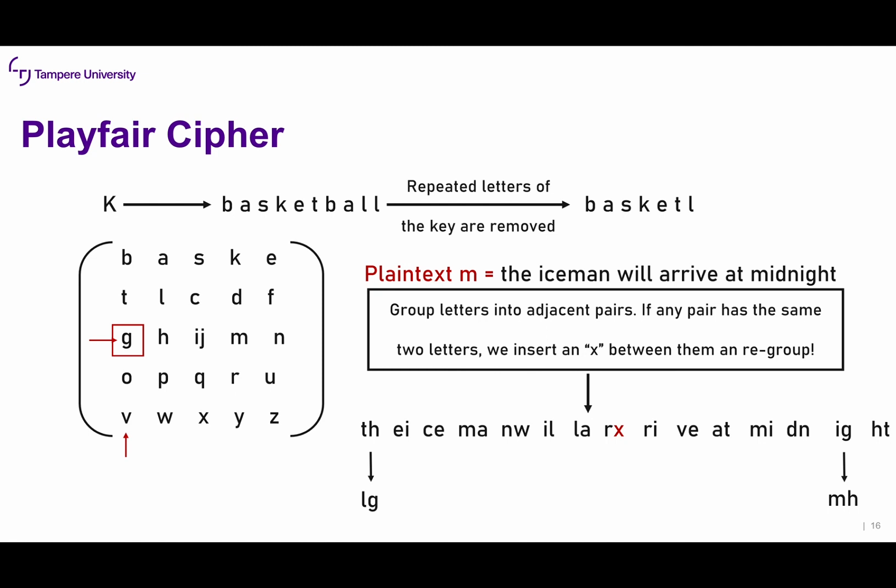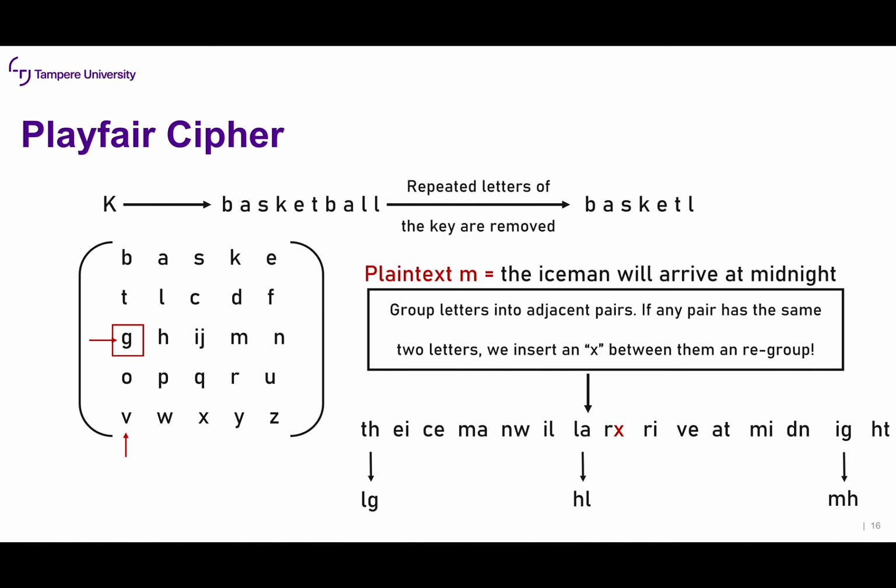Now the last case, case 3, is when the two letters are in the same column. In this case, we replace each letter with the letter immediately below it, cycling back again to the top of the column if the letter is all the way at the bottom. In our example, the pair LA falls in that case, so it gets encrypted with HL. So LA gets encrypted with HL by using this rule.